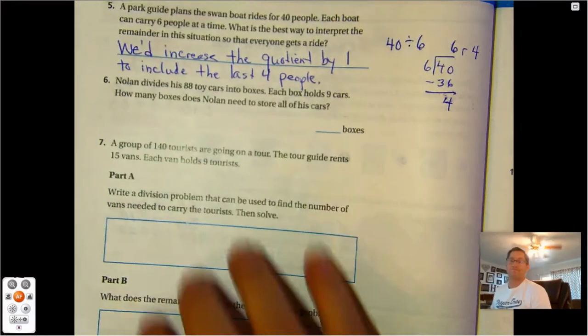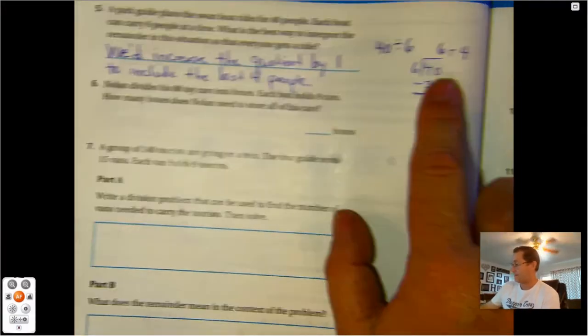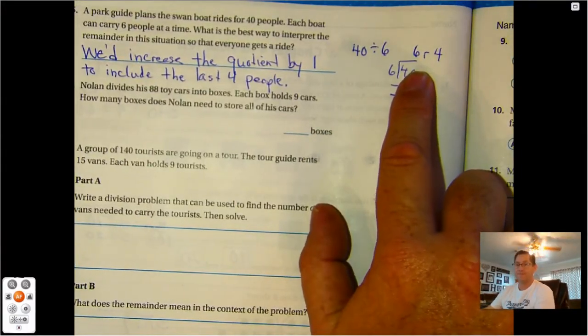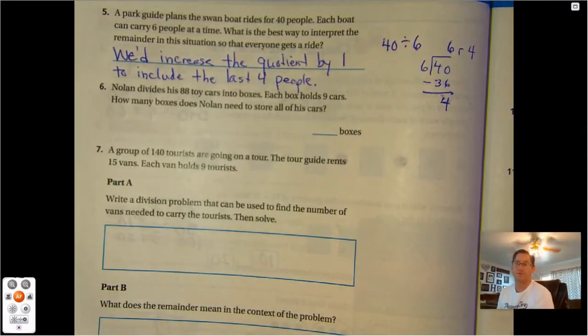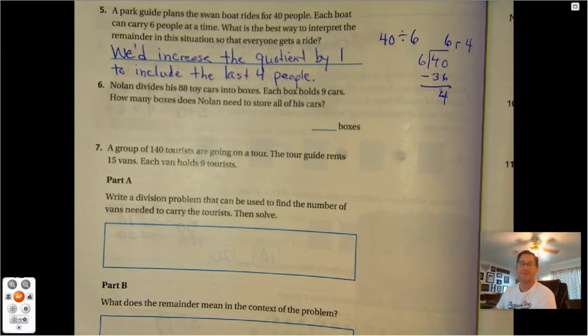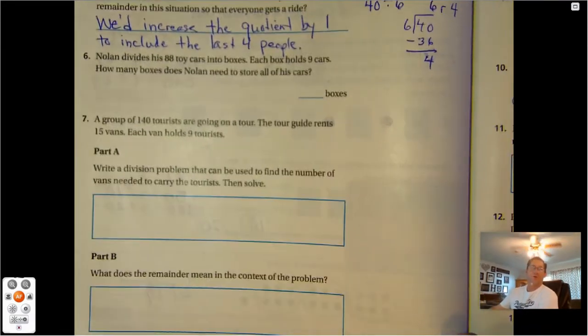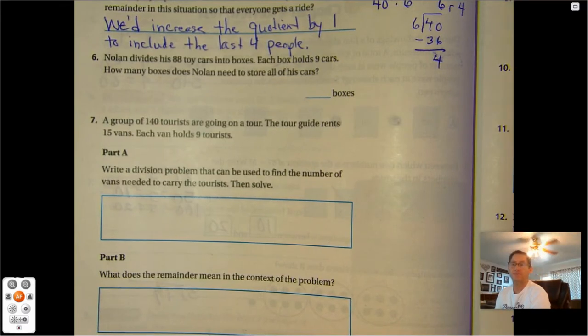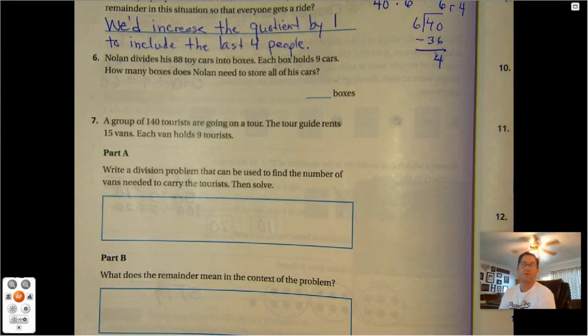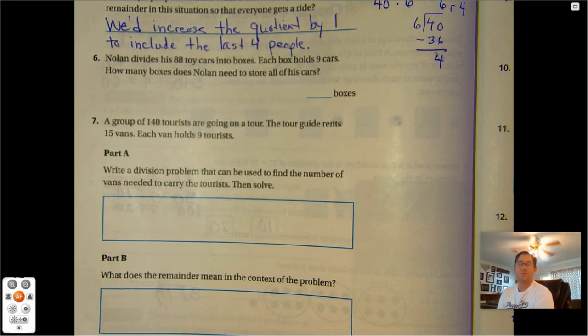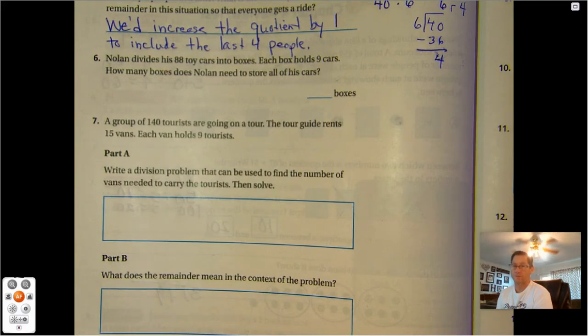If we don't have one more boat ride, then 4 people get left out. So that wouldn't work. Okay, so we've got to have 7 rides. Number 6, Nolan divides his 88 toy cars into boxes. Each box holds 9 cars. How many boxes does Nolan need to store all of his cars?